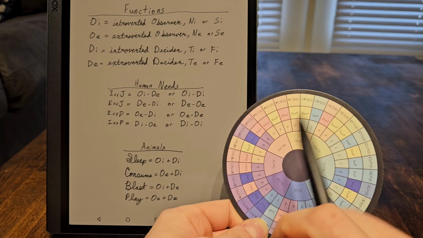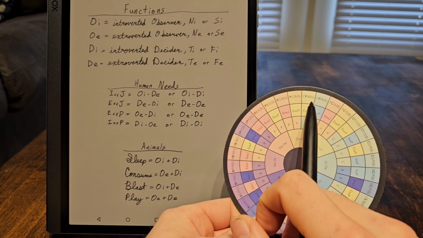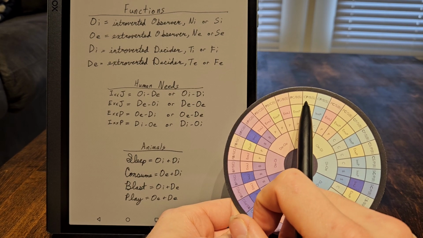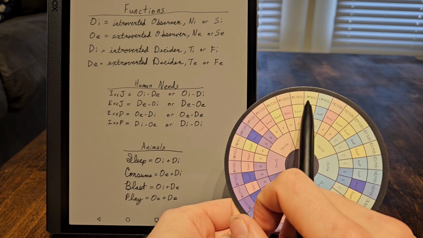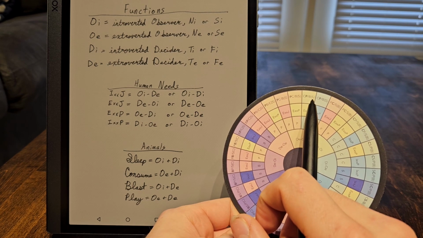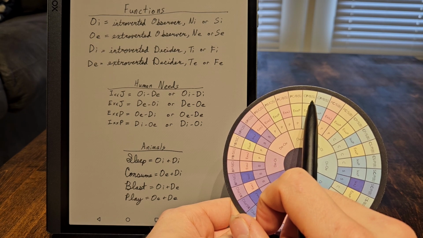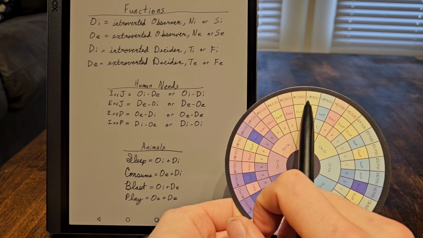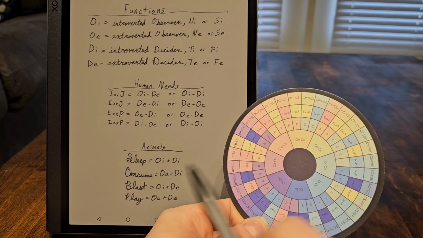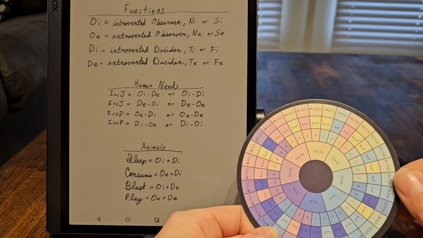And the last animal might be an easier way to think about what animal you have double activated, or in bold, because it's really just the opposite of your last animal. So if your last animal is sleep, which is OI plus DI, then your double activated animal is going to be play, OE plus DE, right? So that explains that concept.